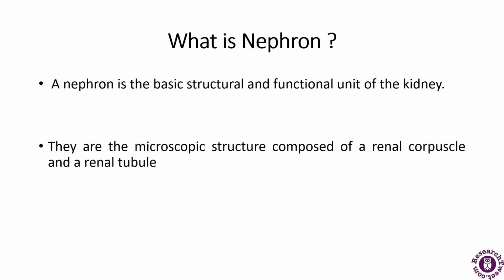So let's start with the first slide, what is a nephron. To get a deep understanding of the function of the tubules and what tubules are, we have to first understand what nephrons are. A nephron is a basic structural and functional unit of a kidney. They are microscopic structures composed of a renal corpuscle and a renal tubule. The word nephron is derived from the Greek word nephros, which means kidney. There are about millions of nephrons in each human kidney.